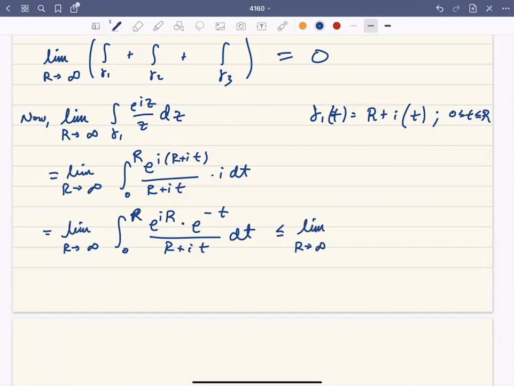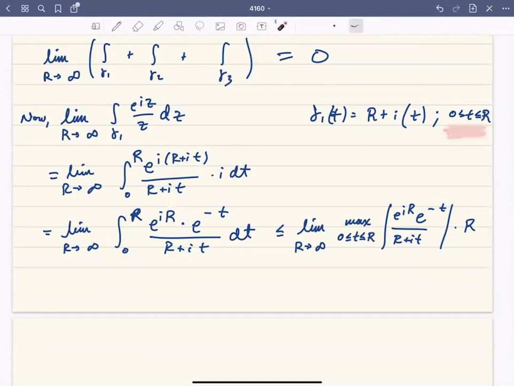the limit of, let's see, what's the maximum value of the modulus here? So it's going to be the maximum where t is in gamma 1 of the modulus of e to the ir, e to the minus t, over r plus it, times the length of the curve, which is r. Okay, and so here to say t is in gamma 1 means that t goes from 0 to r, because that's the range of our t values.